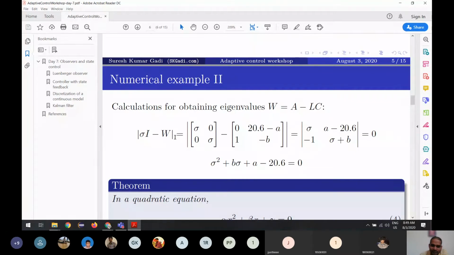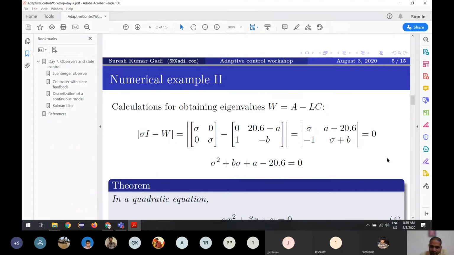the procedure for finding eigenvalues is to use this: sigma I minus W determinant. These lines represent the determinant. So we do this and we get this. If we solve this determinant and set it equal to 0, the values of sigma will give us the eigenvalues.